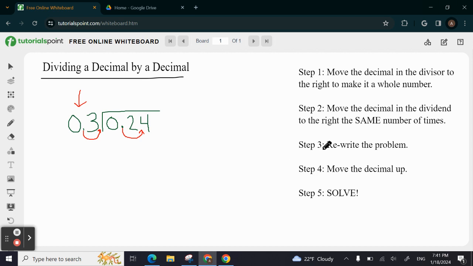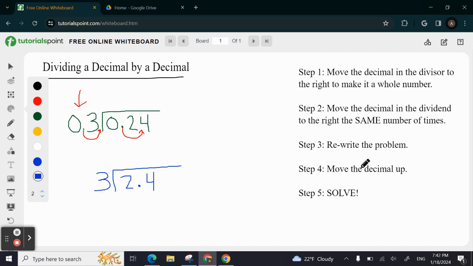Now let's look at step 3. After we moved our decimal place to make our divisor a whole number, we are going to rewrite the problem. Okay, so let me change my color. We'll go blue. So now we have 3, and we have 2.4. So we rewrite the problem with 2.4 divided by 3.